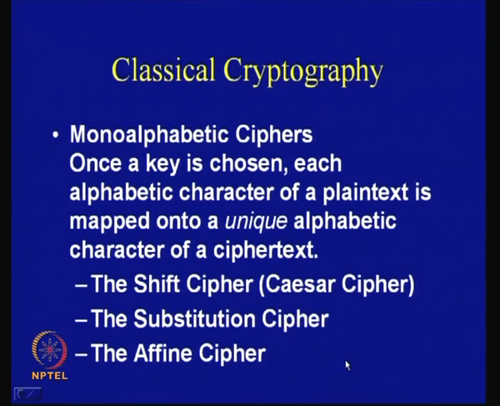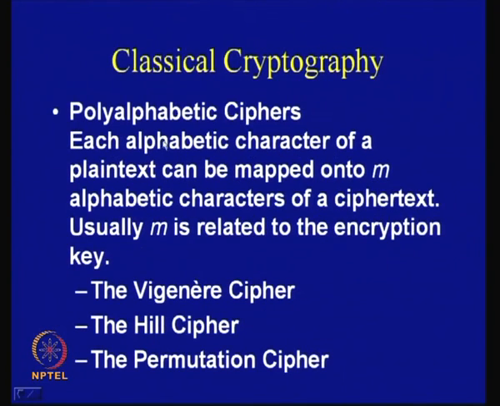The other types are called polyalphabetic ciphers, where each alphabetic character of a plain text can be mapped onto m alphabetic characters of a cipher text. Usually m is related to the encryption key.